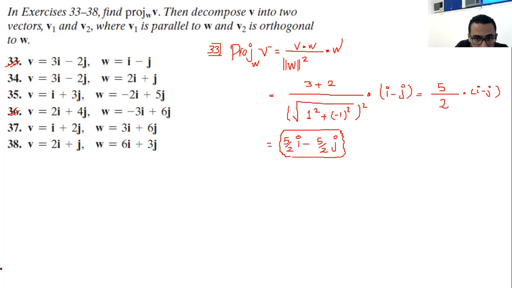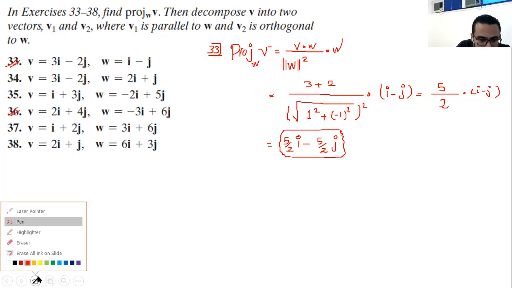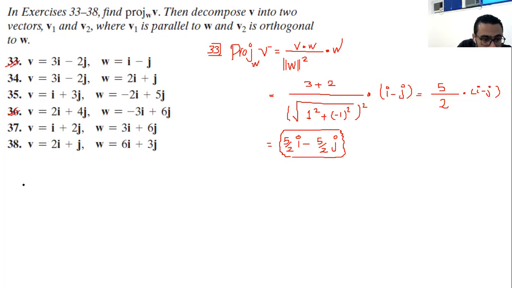Okay, Saif Amjad, number 36. How to find the projection of V onto W? So we write here the projection of V onto W equals. Put the rule and substitute. That's it.